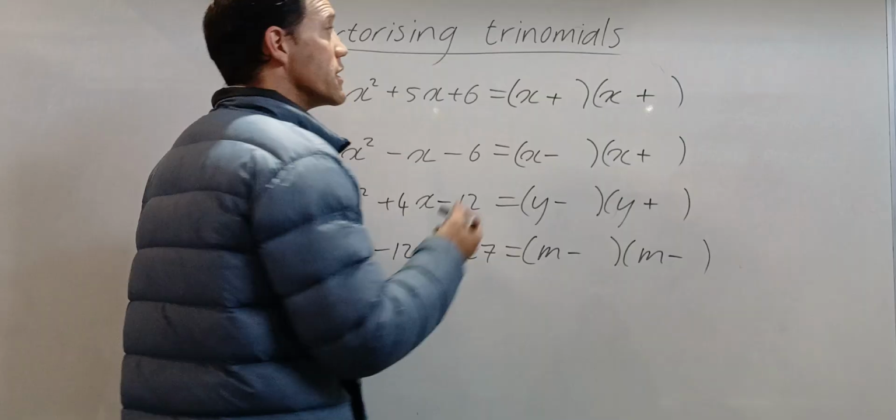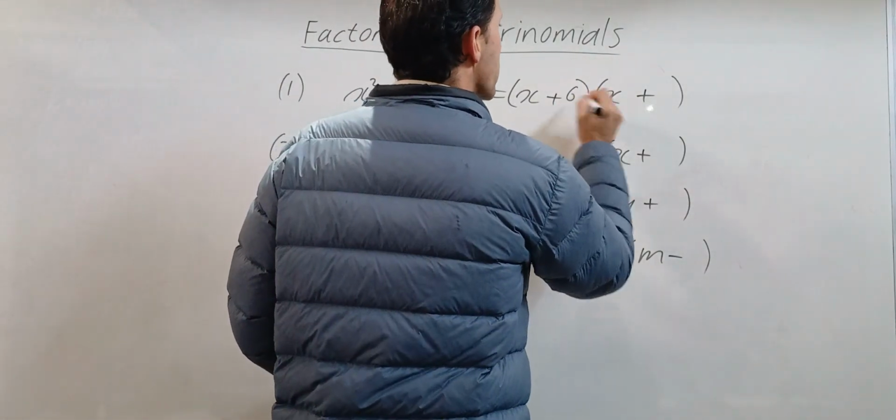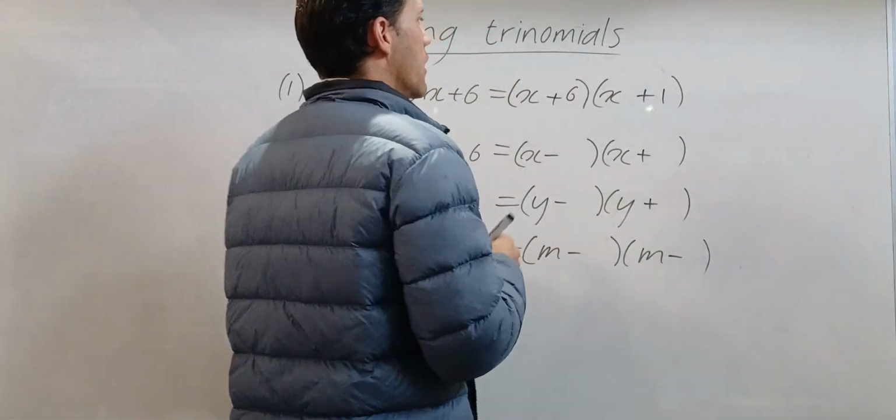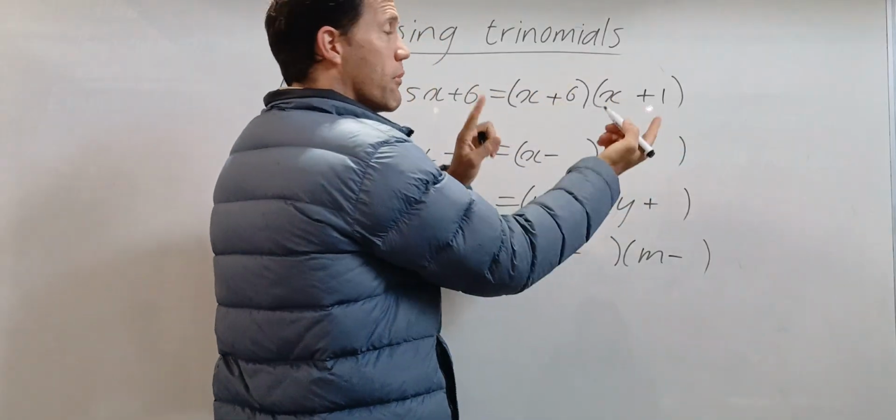The reason is because if I put in 6 and 1, let's say you said now, okay, it's going to be 6 times 1. Now what's going to happen with the FOIL when you multiply out?